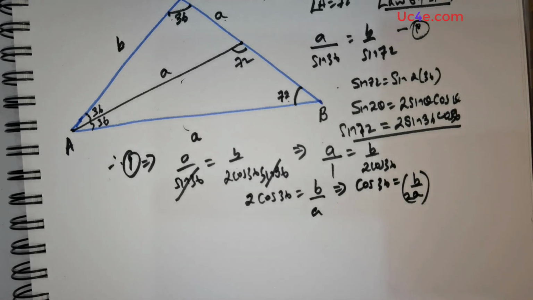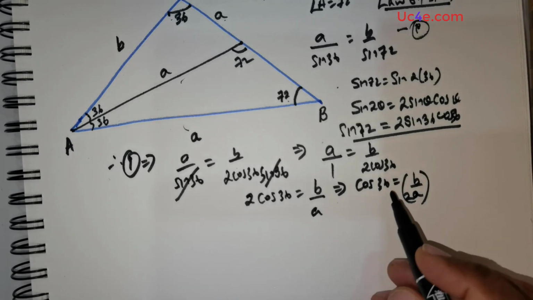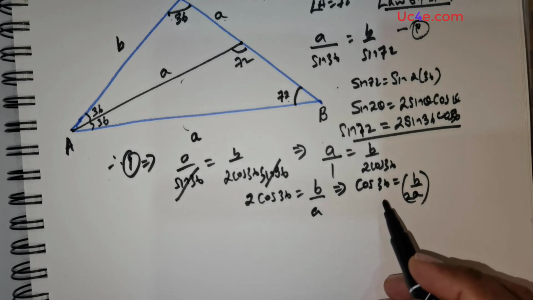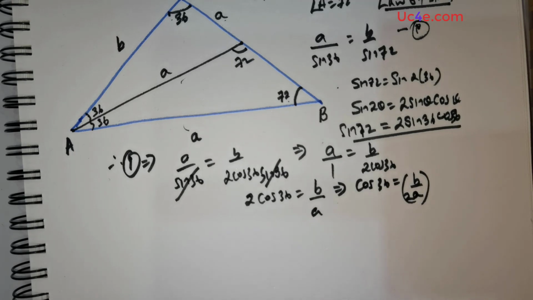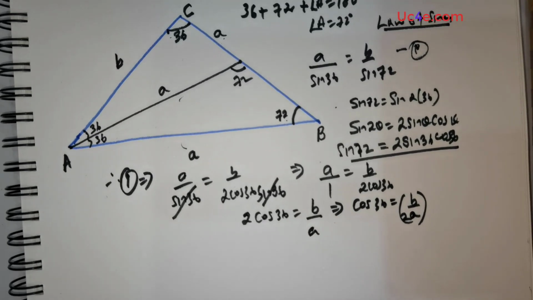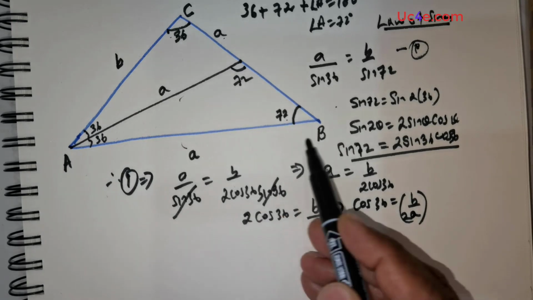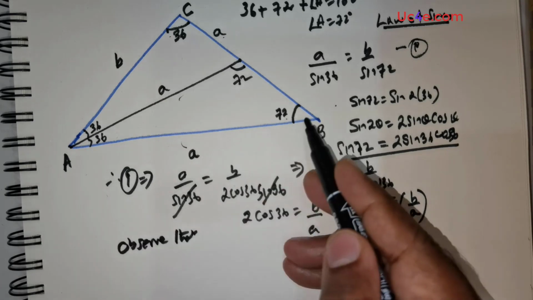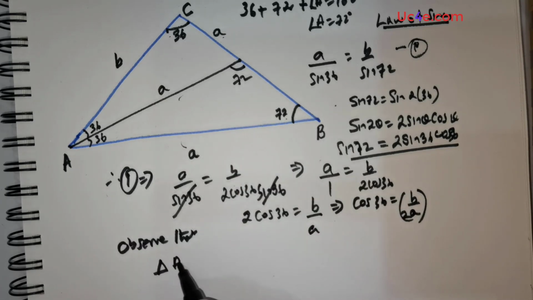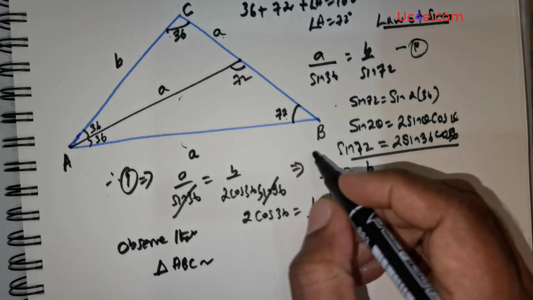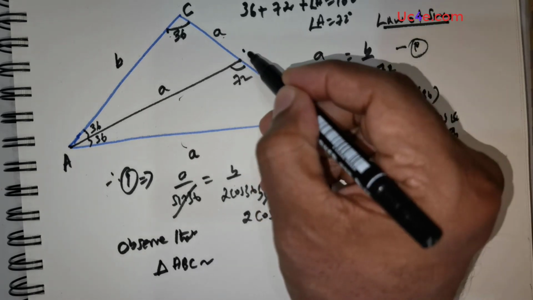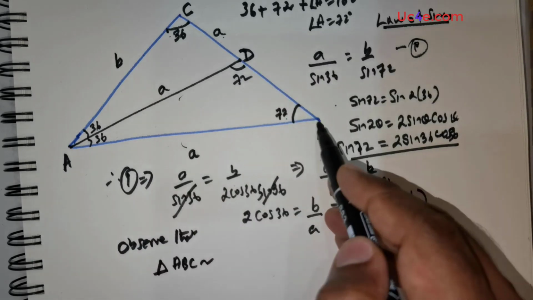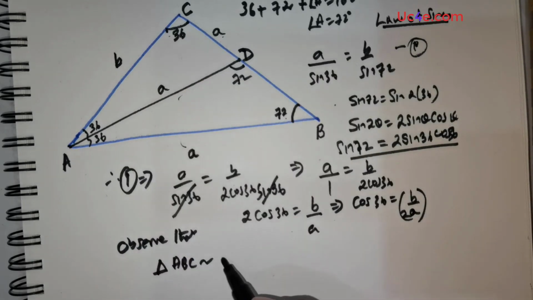So this is a very important, critical expression, or I should say a very important formula that we would be using to get the value of cos 36. Now I would like to draw your attention to the triangle again in observing these similarities. Now if I were to take ABC, observe that triangle ABC is similar to triangle, let me just mention this point as D. So ABC is similar to BDA.